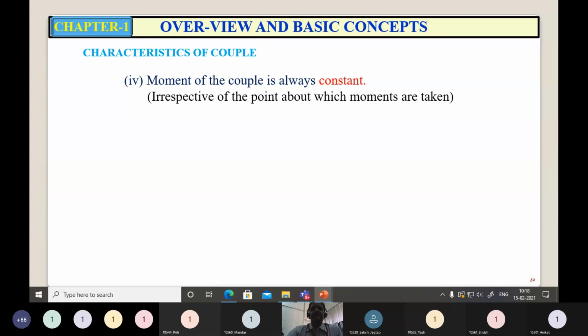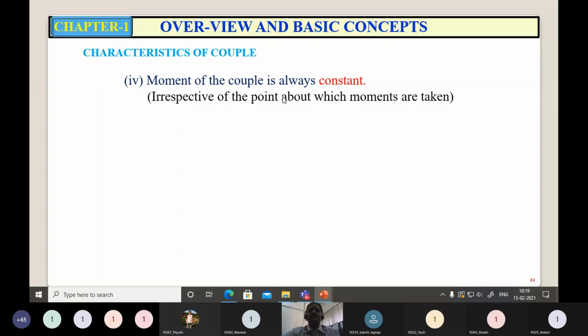Sir, are the forces in a couple always equal in magnitude? Yes, then only we can say it is a couple. What is the definition of a couple? Two equal and opposite parallel forces are said to form a couple. So if the magnitudes of those two forces are equal, opposite, and parallel, then only we will call it a couple. It means in a couple, the magnitude of forces is always equal.